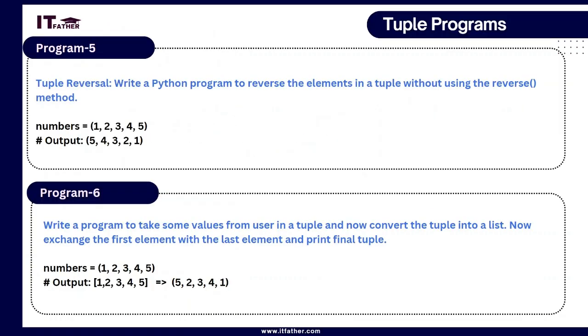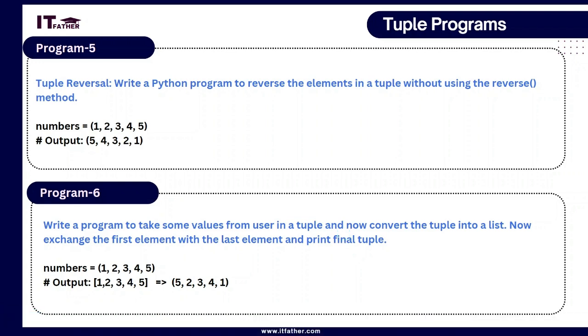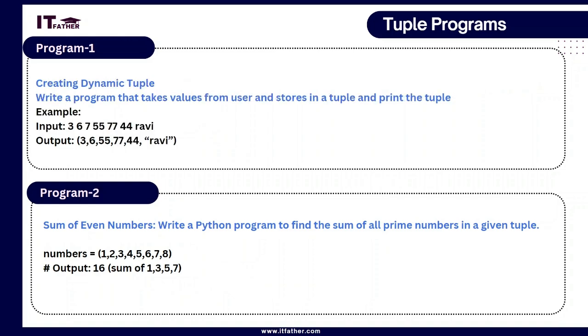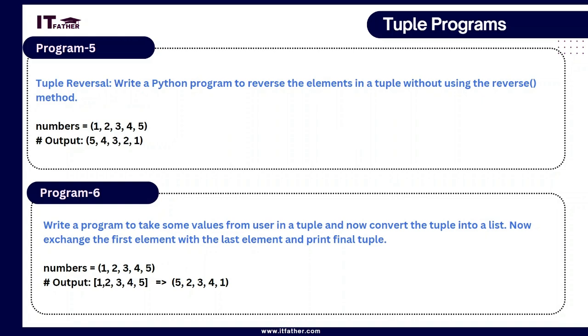Very simple concept, understood? In this video lecture, we have understood the different types of techniques we use with tuple programs. We have understood 6 programs: how to take values from the user, how to create a list, and how to convert that list into a tuple. We also understood how to check prime numbers and do the sum of all the prime numbers, how to remove duplicate values with the help of the slicing operator, how to use sum, how to reverse the values, and how to exchange the first value with the last value.